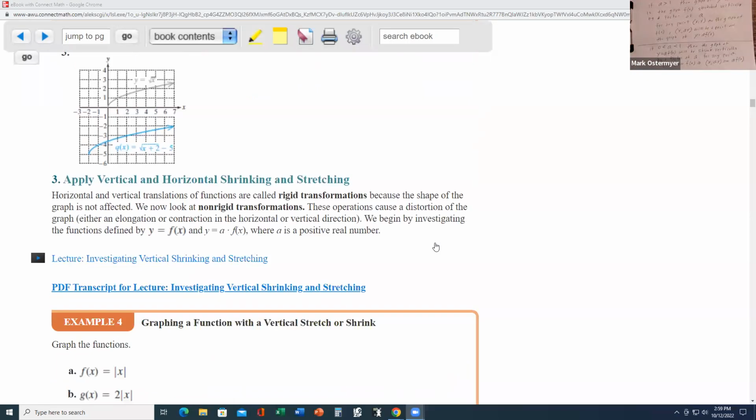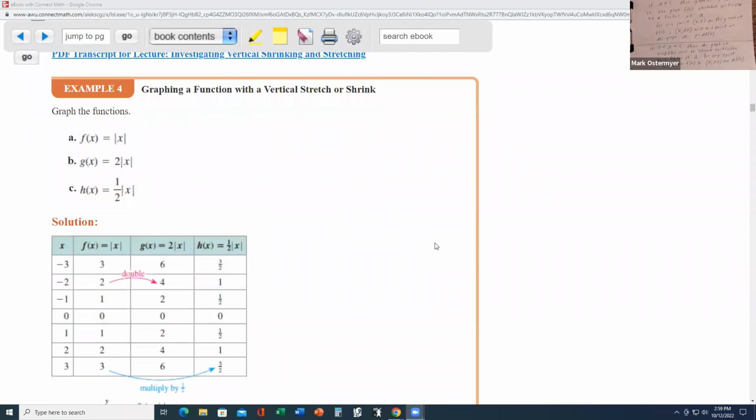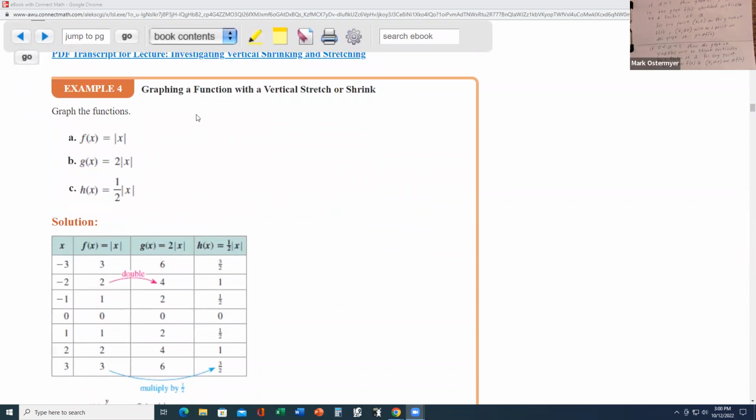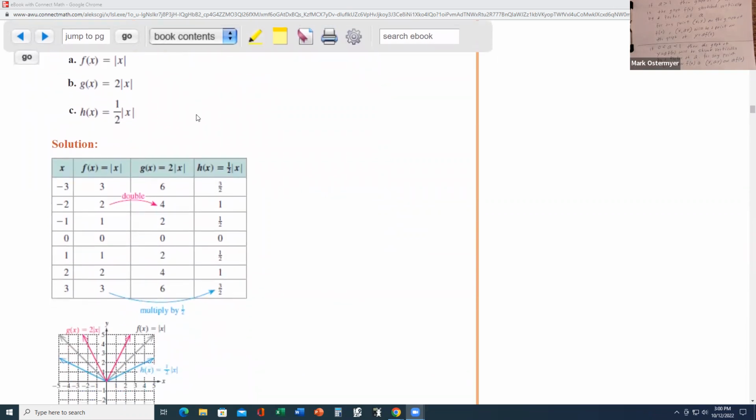All right, so let's go over example 4 here. They give us the basic parent function, which is your basic absolute value function, f of x equals the absolute value of x.